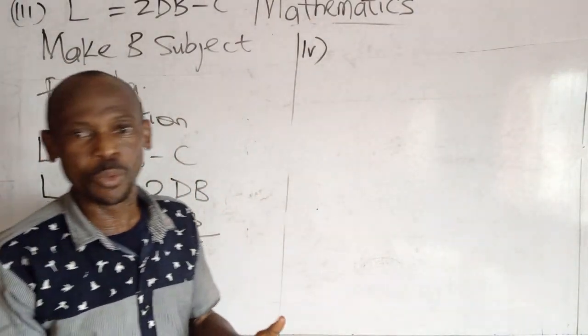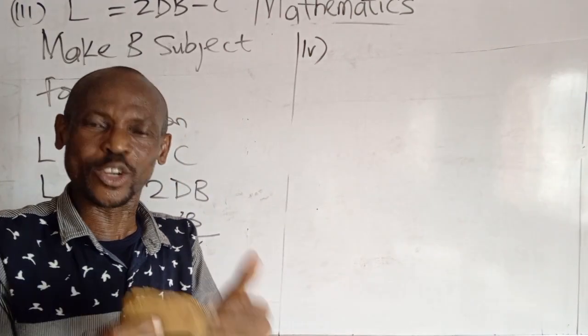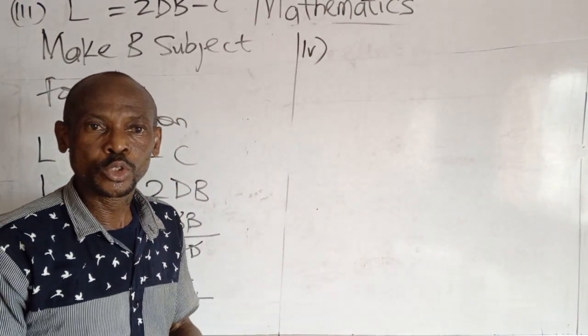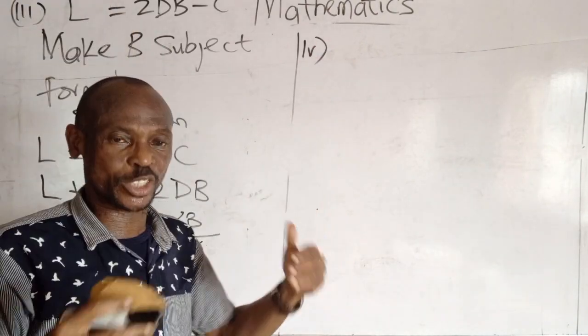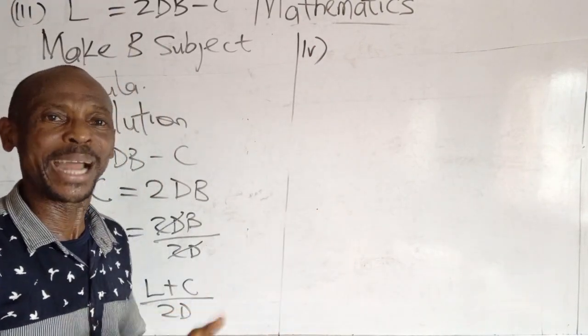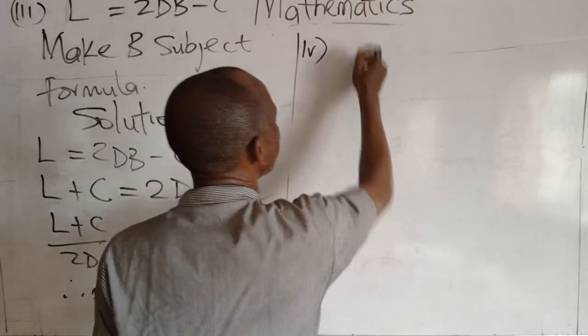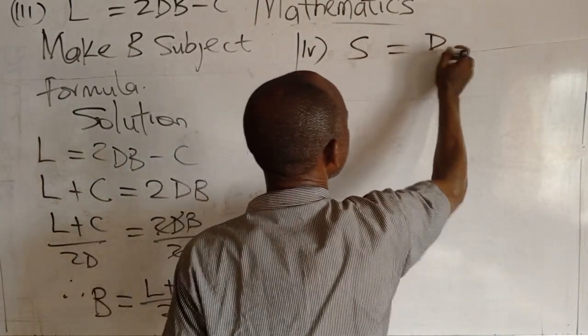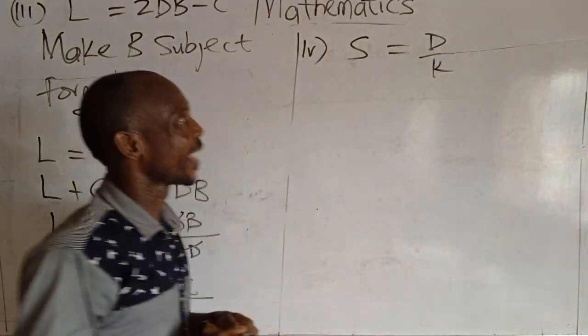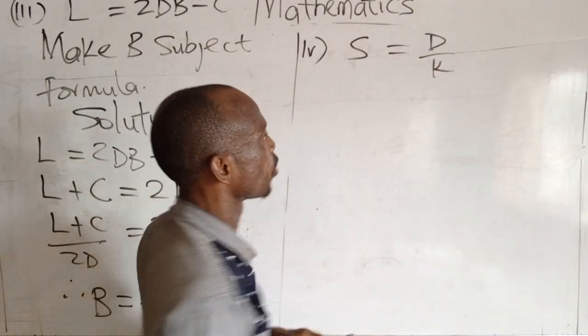We are going to look at the next principle in changing the subject of a formula. When a value is dividing another value, to move it from one side of the equation, we multiply both sides by that value or by that letter. Now let's look at this. X is equal to D all over K.